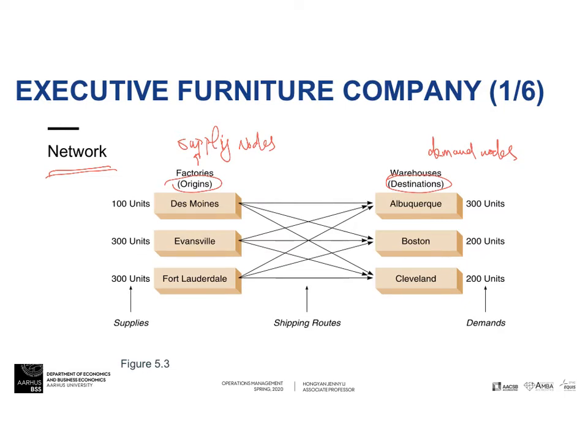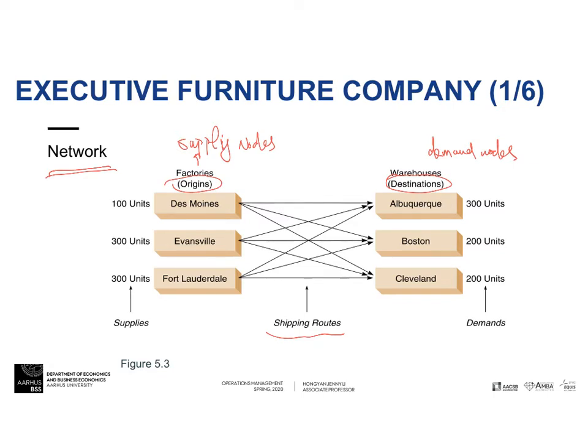In this network, we can see all these arcs, all the arrowed lines, are the shipping routes. So it's just a direction from factory to warehouse. So it's not necessarily straight lines. This depends on how the vehicles drive.